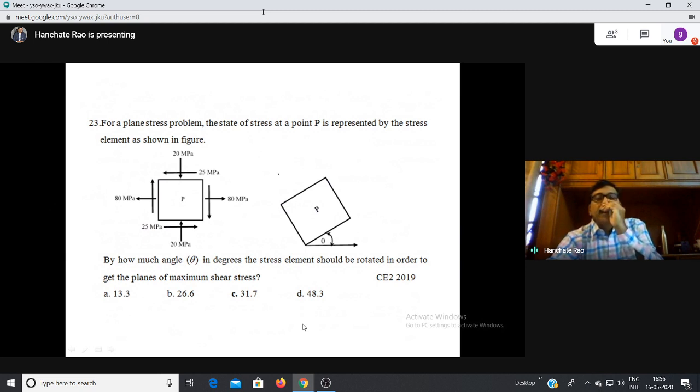For a plane stress problem, the state of stress at a point P is represented by the element shown in the figure. What has he given? Sigma x is equal to 80 megapascals tensile. Sigma y is 20 megapascals compressive, so minus 20, and tau is equal to 25 megapascals. By how much angle theta in degrees should the stress element be rotated in order to get the planes of maximum shear stress? So he is asking us for the plane of maximum shear stress.